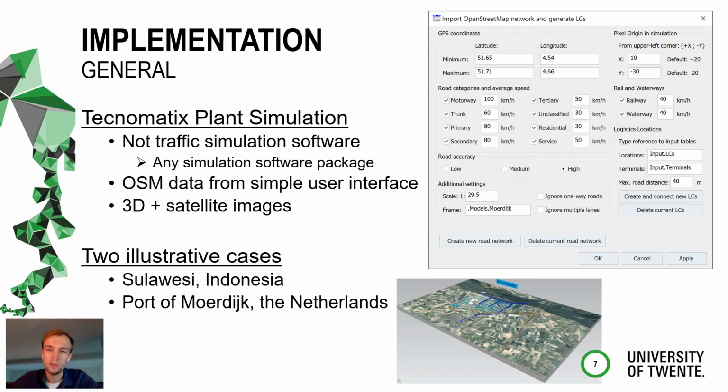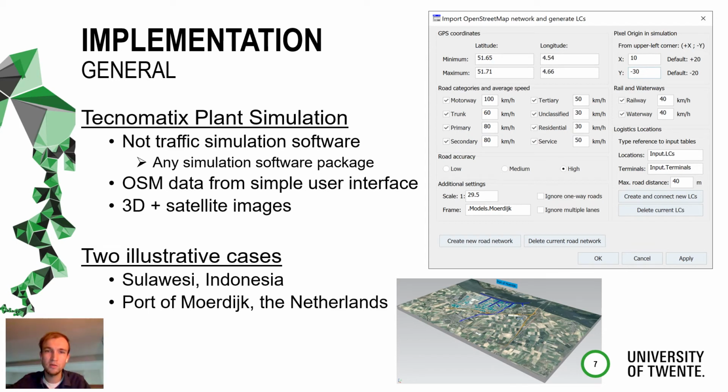Furthermore, you can choose whatever road categories and rail and waterway categories you want to implement in the model, and set the average speeds for these modalities as well. Furthermore, you can choose the level of accuracy, such as with a larger area, you can lower the accuracy for computational purposes, and you can also adjust the scale of your network. Furthermore, there is the possibility to implement 3D images and satellite images to improve the visualization effects of your model, which you can also see here in the image below.